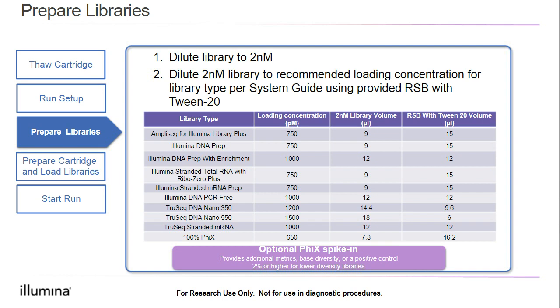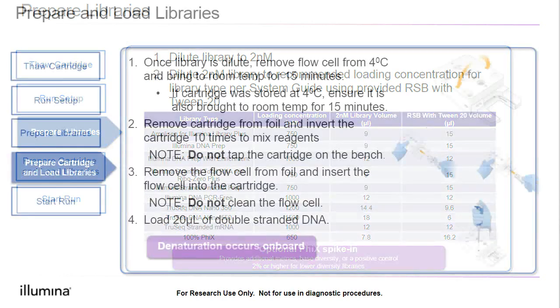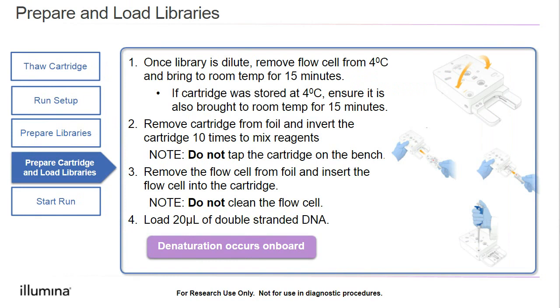If using a library prep type that's not included on this list, it's recommended to start with 650 picomolar and optimize from there. Our libraries are diluted. Now let's load them into the cartridge.